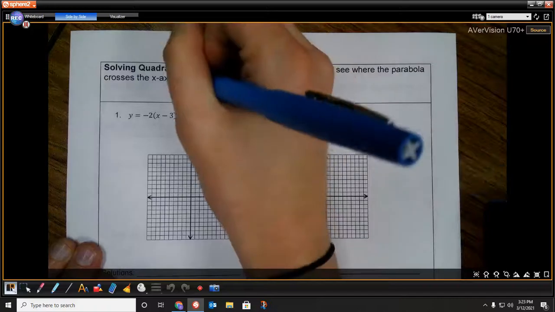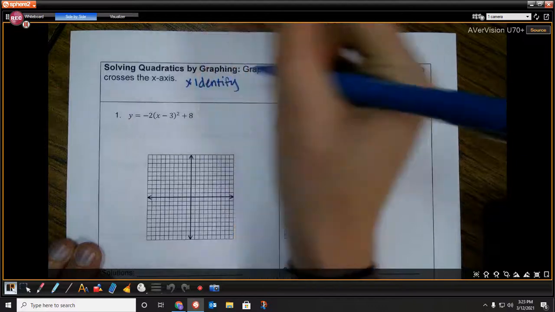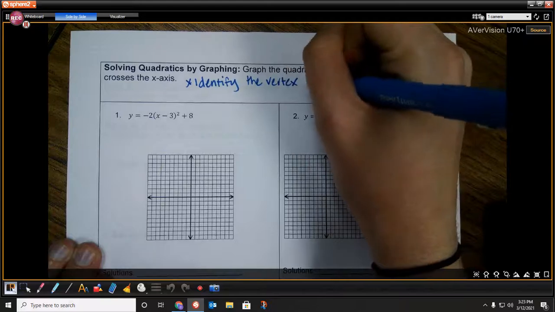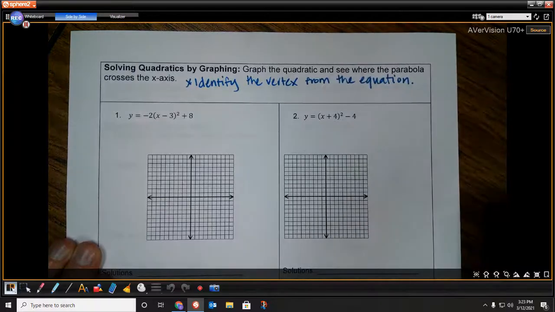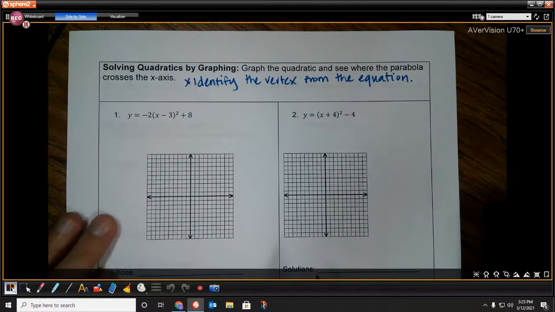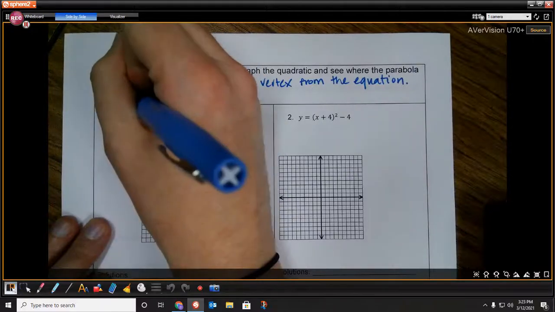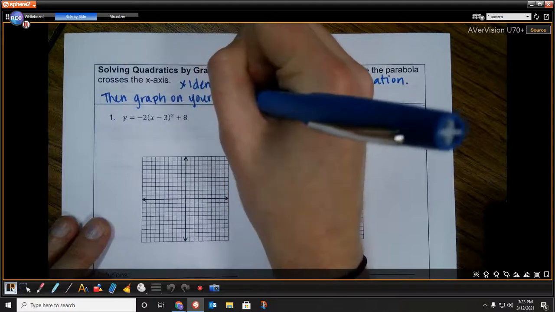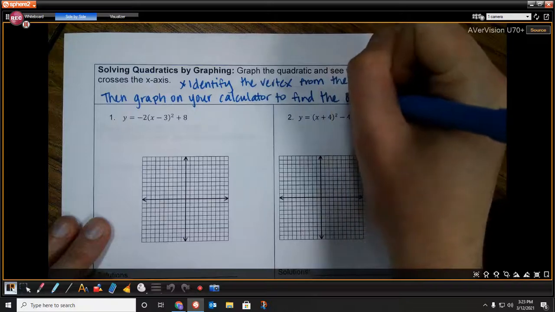And so guys, what we'll remember, even if you're given it in standard form, you want to identify the vertex from the equation. If you're given it in vertex form, you can just get it from the equation. If you're given it in standard form, you can use the axis of symmetry, x equals -b over 2a. And then, once you know the vertex, graph on your calculator to find the other points.